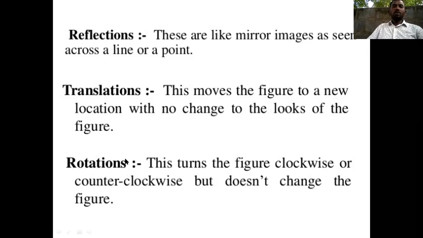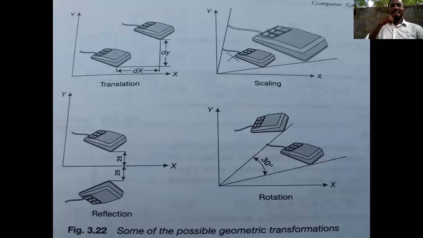Next one is rotation. This turns the figure clockwise or counterclockwise, but does not change the figure. It turns the object in the clockwise or counterclockwise direction, but does not change the figure. This we call rotation.